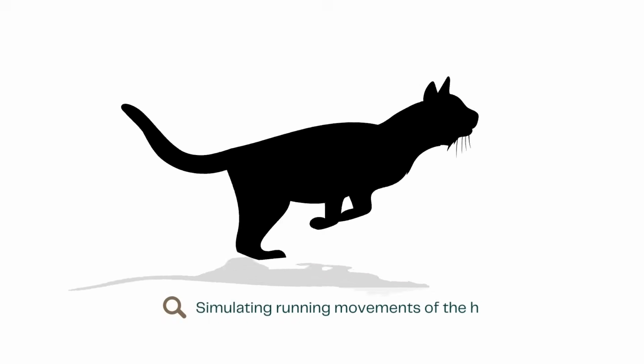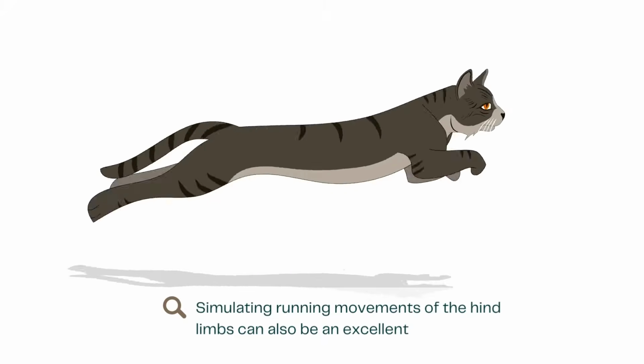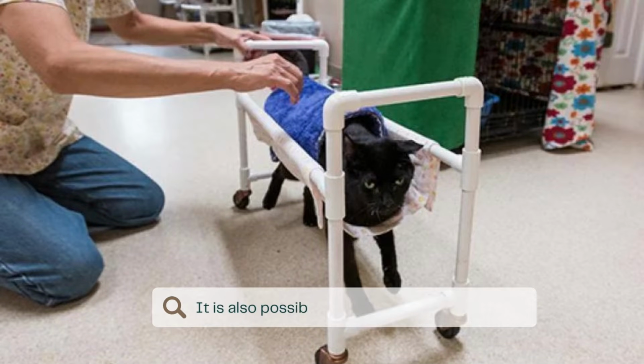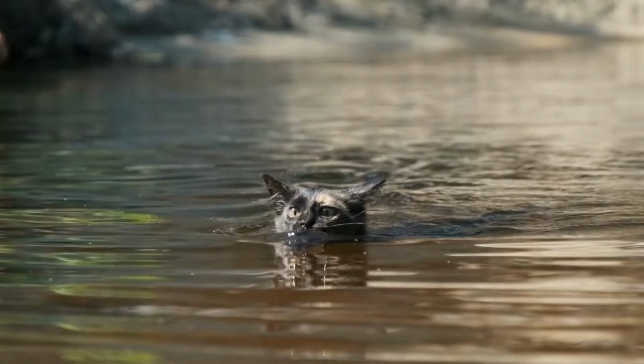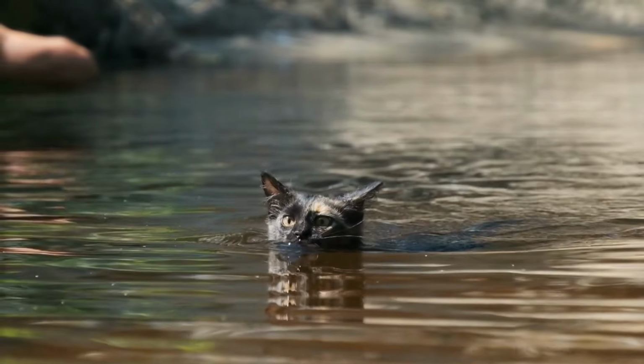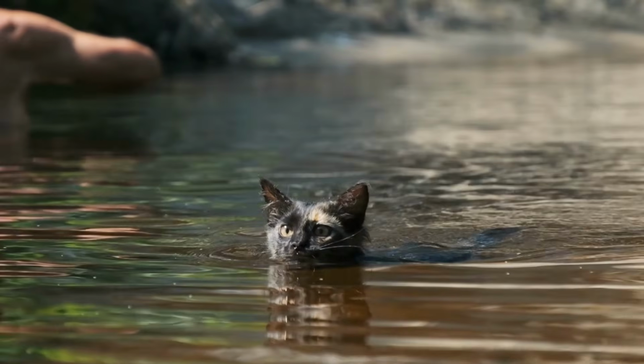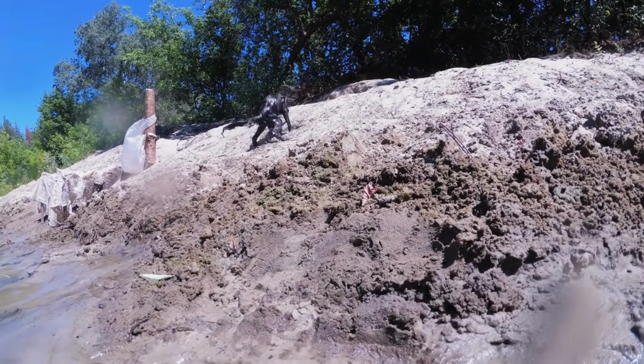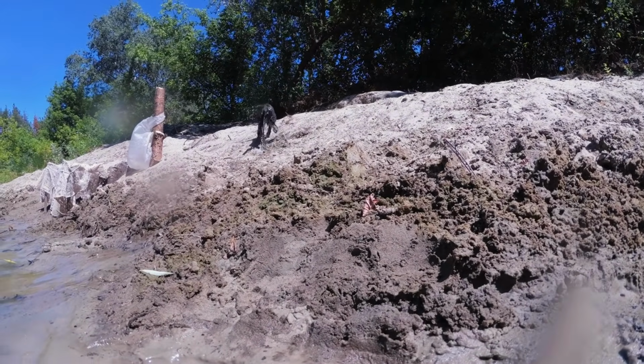Along with this, simulating running movements of the hind limbs can also be an excellent treatment. It is also possible to use a kind of walker, in which the legs, supported by a cloth, walk on the floor and create additional effort. Swimming in cats is also an effective tool and excellent exercise, as the tension in the front and rear legs occurs at the level of primal instincts.